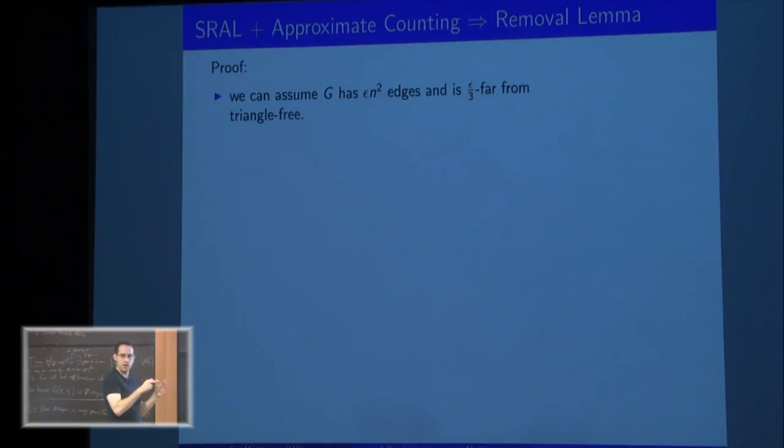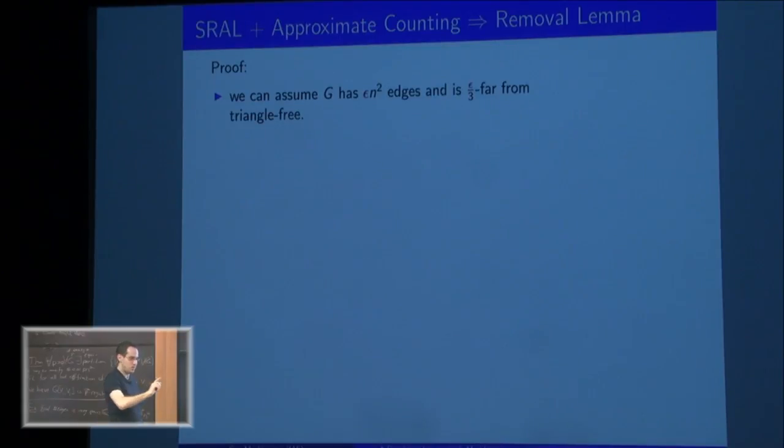The total number of edges in your triangles is going to be epsilon n squared. And why is it epsilon over 3? The total number of edges is going to be epsilon n squared. We're just taking disjoint triangles. In the disjoint triangles, you will have a linear number of edges.